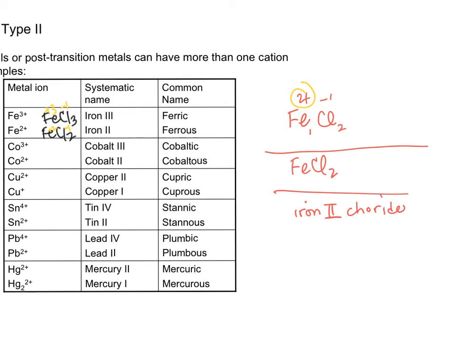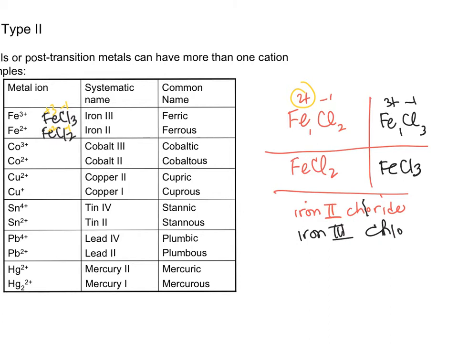Okay, now instead, if you have iron 3 with chlorine, which is -1, then you're going to have FeCl3. What is the name of that compound? So that one will be iron 3 chloride. So there's a difference between iron 2 chloride and iron 3 chloride.